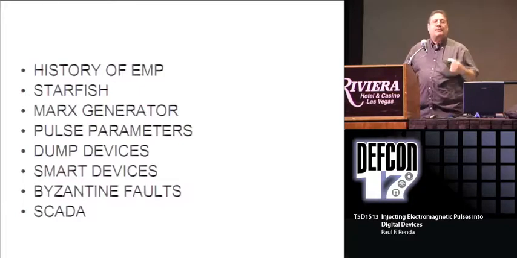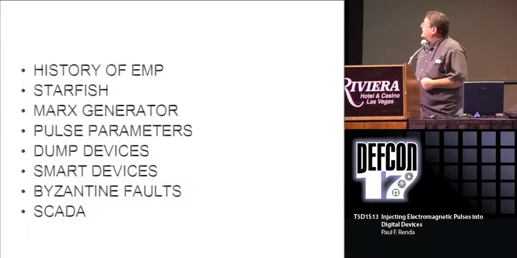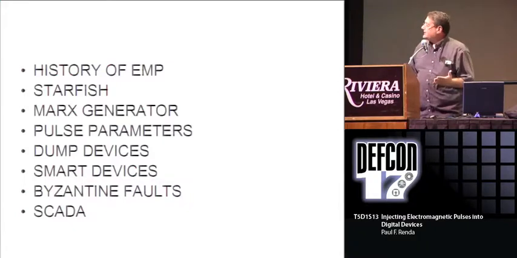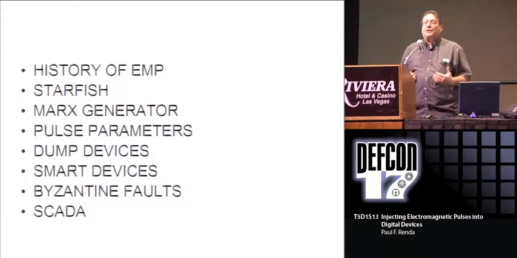Pulse parameters. Not all pulses are the same. There's a number of parameters that define the type of pulse, and you can actually pulse things where it's innocuous to digital devices. Dumb devices, smart devices, Byzantine faults. A Byzantine fault is if you have a large distributive system, and increasingly everything is a large distributive system. Let's say you have 100 components. How do you know you're getting the accurate information from all these components, and how can you formulate an end result?